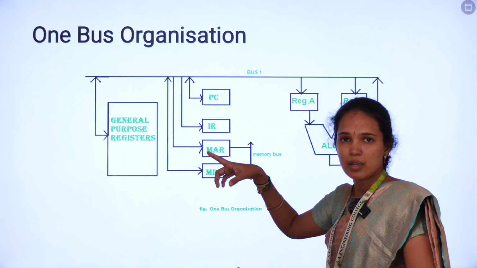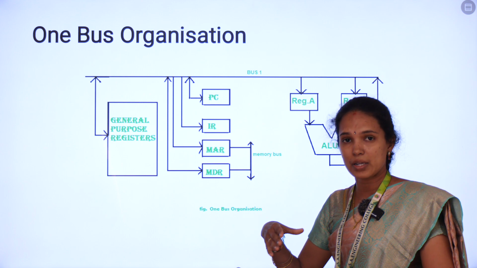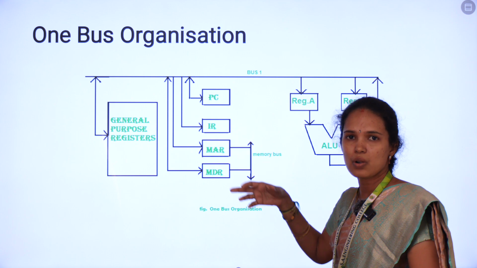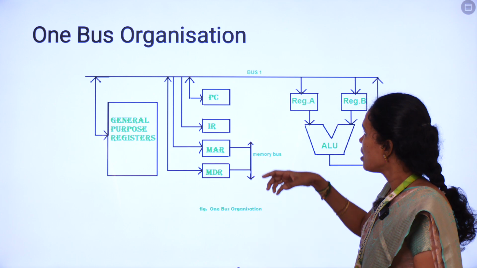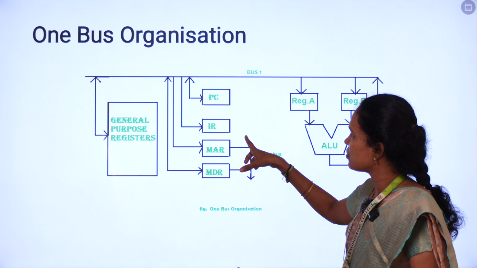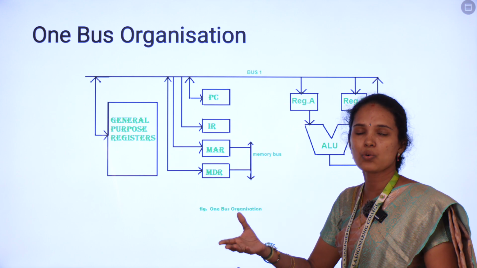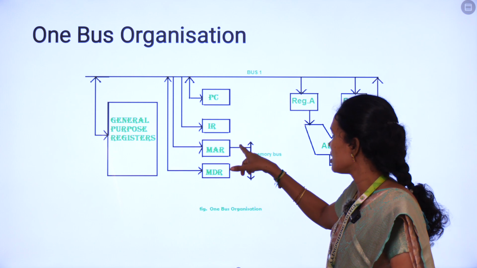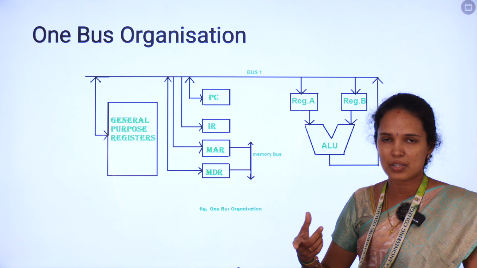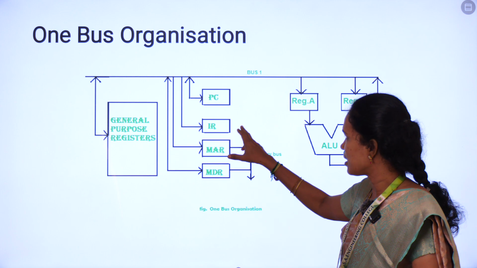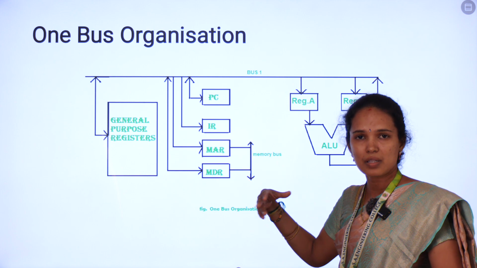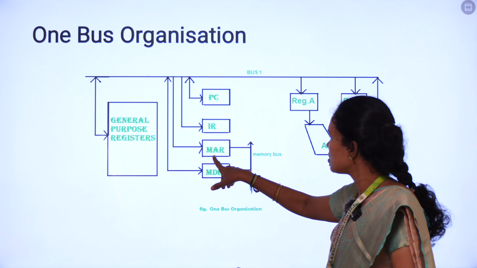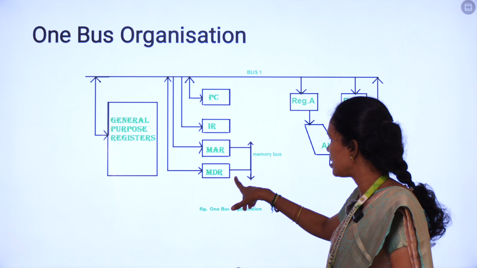And what is the program counter? The program counter will store the address of the next instruction. I told you the instruction register holds the currently executing instruction. After completing the currently executing instruction, the next instruction to be performed will be stored in the program counter. So the program counter is nothing but the address of the next instruction. What are the memory address register and memory data register?